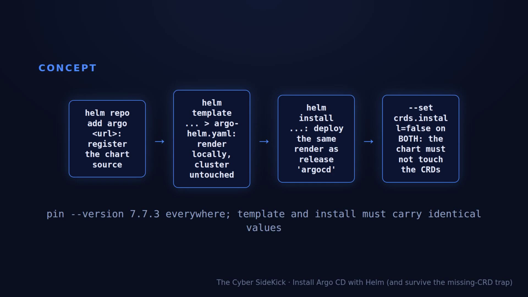set crds.install equals false. The Argo CD chart bundles the Argo CD custom resource definitions, and when a question says the CRDs are managed separately, your job is to keep the chart's hands off them, in the template and in the install. Keep the 2 commands identical apart from the verb. If they drift, the file you saved describes a different system than the one you deployed.